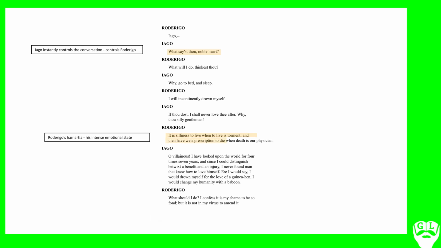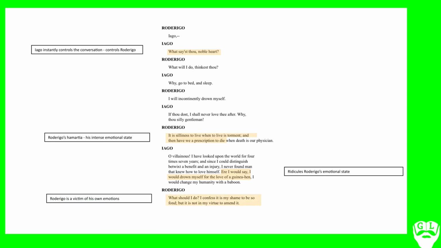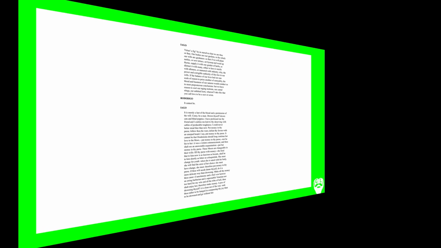We see how his hamartia, his downfall, is his intense emotional state, which leaves him open to being manipulated and controlled by Iago. Iago is deeply dismissive of this, and he says, "I would rather drown myself for the love of a guinea hen." He mocks Rodrigo's self-loathing and emotional state. What's the point in being like that for anything? You may as well say it's for a simple animal, as it may as well be for Desdemona. Rodrigo's despondent, however. He says, "What should I do?" He's a victim of his own emotions, and Iago plays this effortlessly, as we shall see in the following passage.